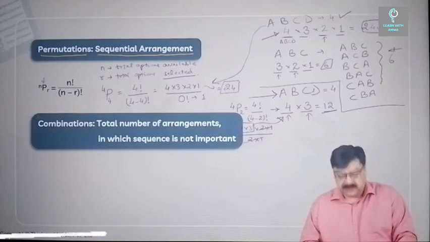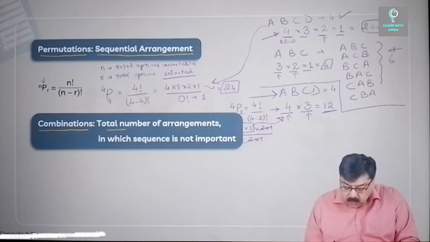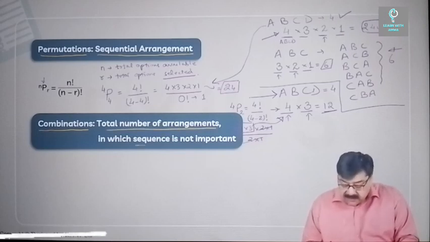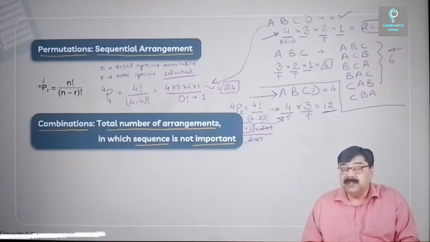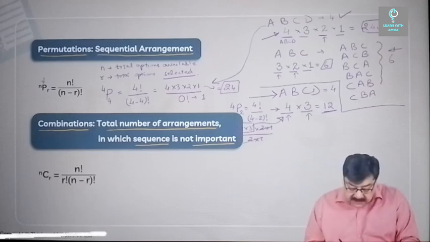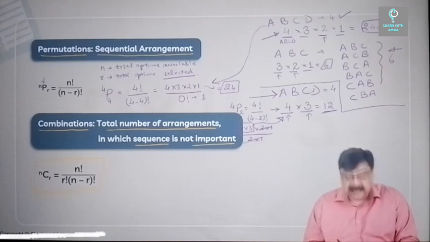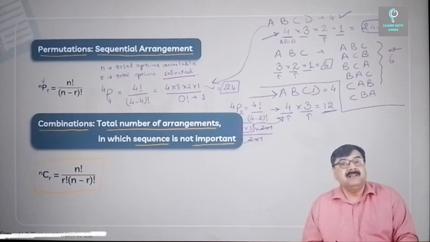Now what are combinations? Combinations are the total number of arrangements in which sequence is not important. So what's the difference between permutations and combinations? In permutations, sequence is important, whereas in combinations, sequence is not important. Now this can be found out using this formula. nCr is equal to n factorial by r factorial into n minus r factorial.